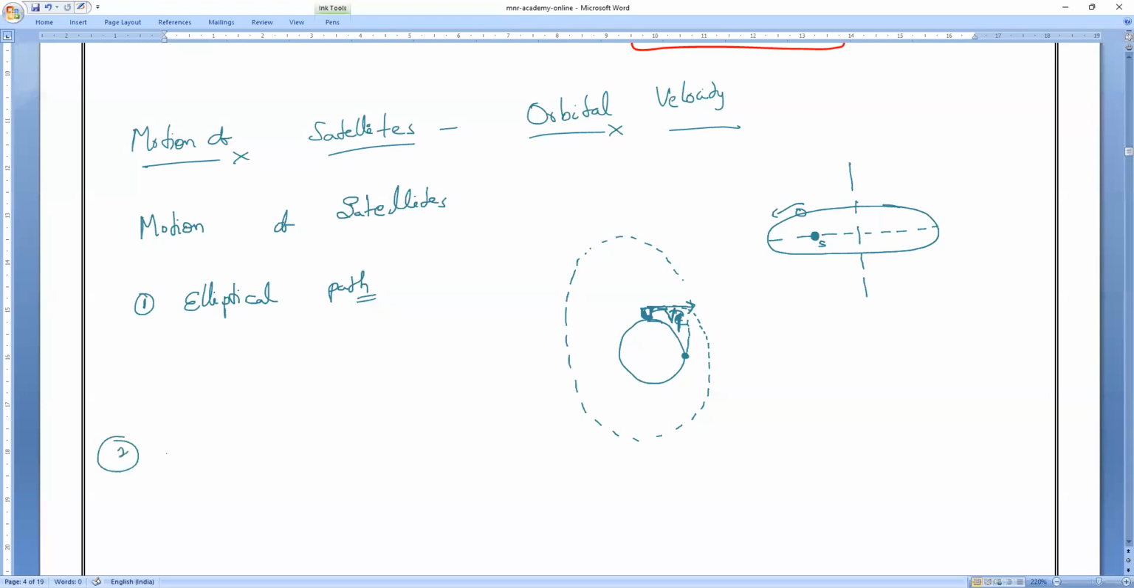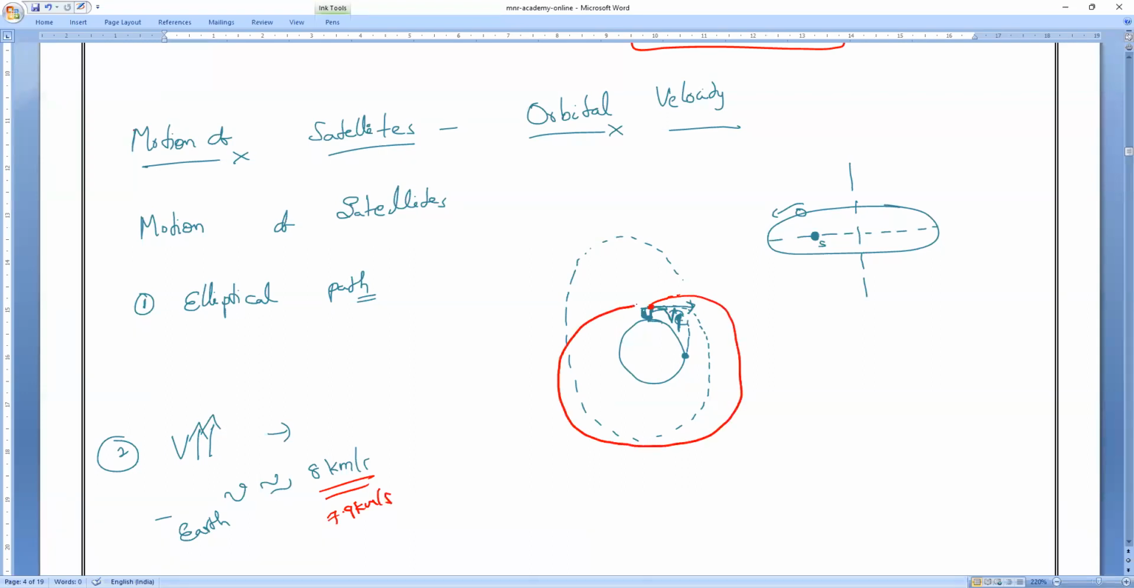Now, path number 2. If I keep increasing this velocity to approximately 8 km per second, this is particularly for Earth, different planets have different values. If I increase the velocity to approximately 8 km per second, or exactly 7.9 km per second, by that time what path will it take? All of you can tell me. It will take the circular path.